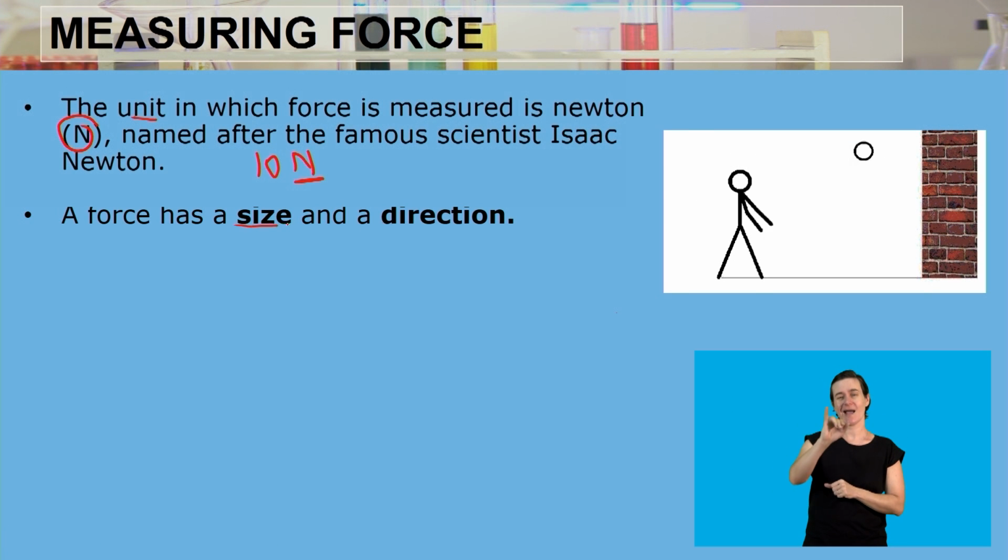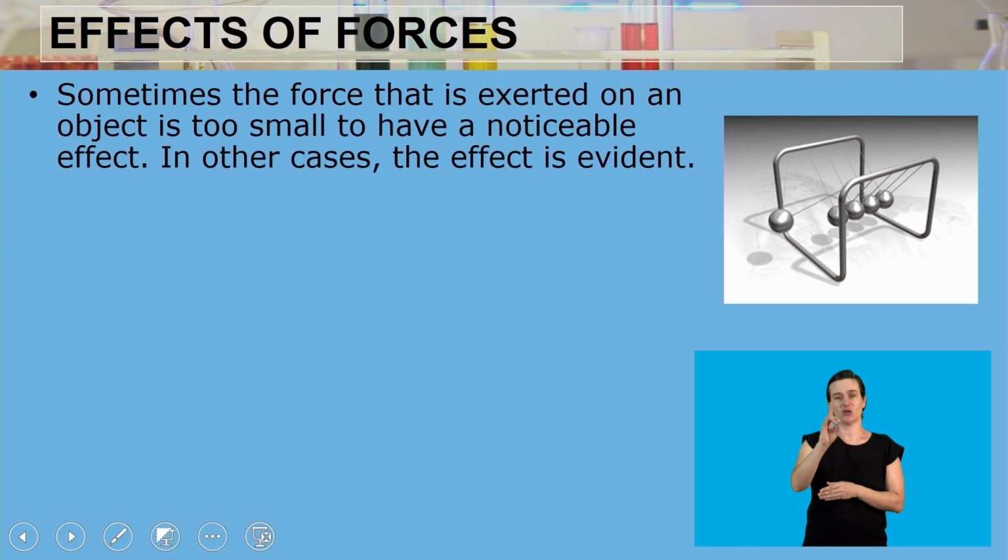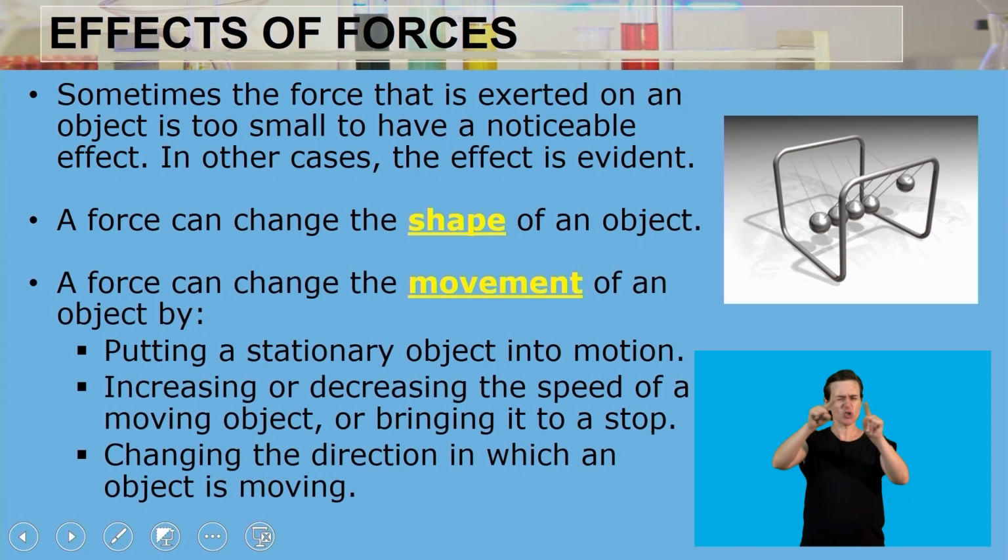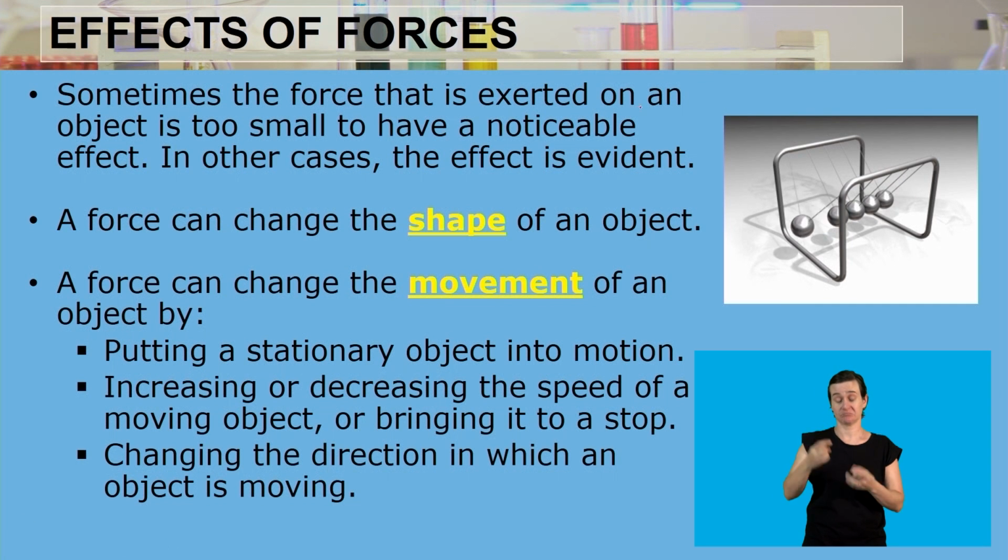A force has a size, and a force also has a direction. So now when looking at this picture alongside, a boy throws the ball in a forward direction. The amount of force applied onto the ball becomes the size of the force, and the direction in which the ball is going, that's forward, becomes the direction of the force. Now, what are the effects of these forces that you're talking about? Sometimes the force that is exerted on an object is too small to have a noticeable effect. In other cases, whenever you're applying a force, you can actually see that a force has been applied.